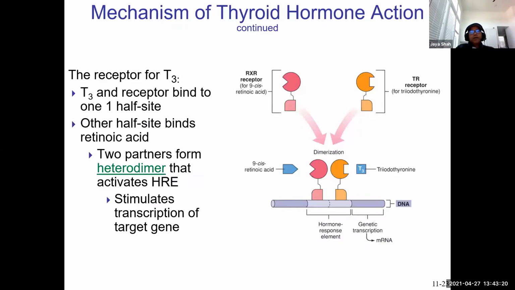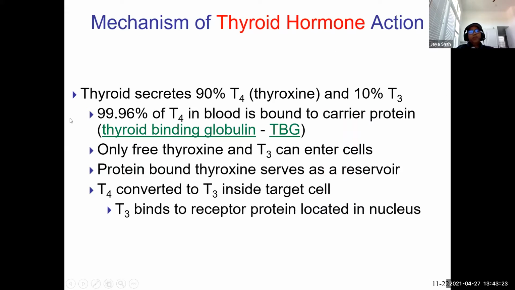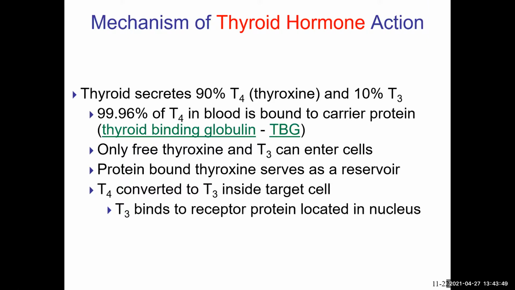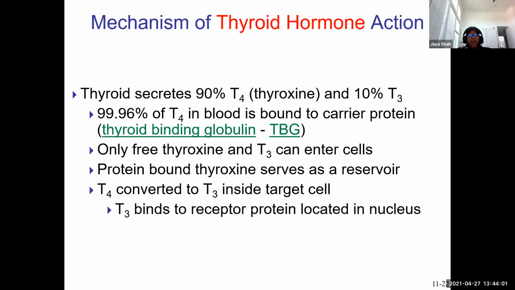Okay. Here you go. Mechanism of thyroid hormone. The thyroid releases 90% T4, which is an inactive pro-hormone, and 10% T3. 99.96% of T4 in blood is bound to a carrier protein, which is called thyroid binding globulin, TBG. Do you remember? In blood plasma protein, we have three kinds of protein. What are those three? Albumin, globulin, and fibrinogen. So this is one globulin, which binds with thyroid hormone and carries the hormone.